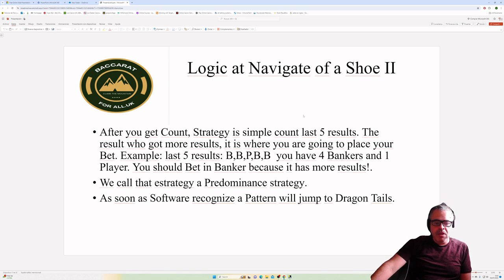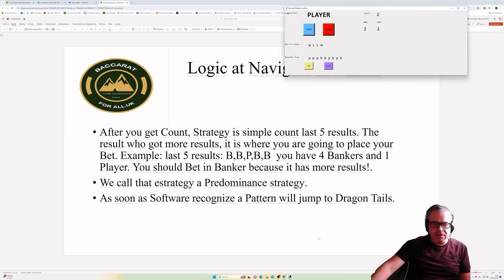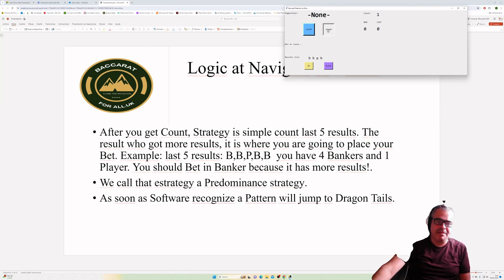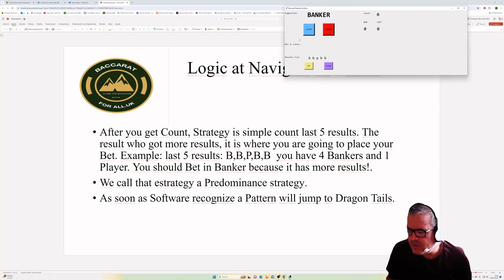Also, how do you get the count with the Baccarat predictor? Okay. Basically, what we are looking for in our software is to get the first suggestion. You need to get 5 results. Okay, like I always explain. I will put bank, bank, player, bank, bank. And after you put in 5 results, you will get a suggestion.